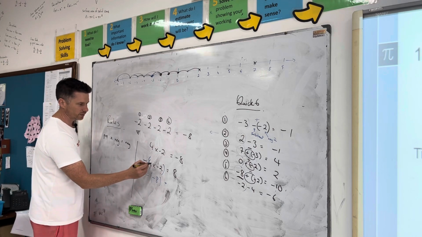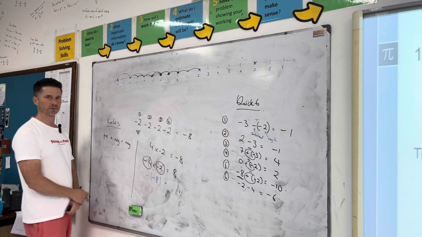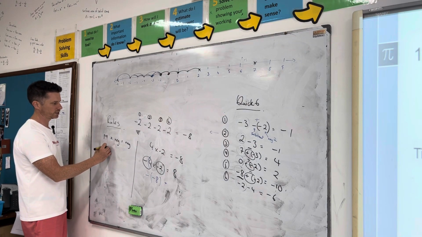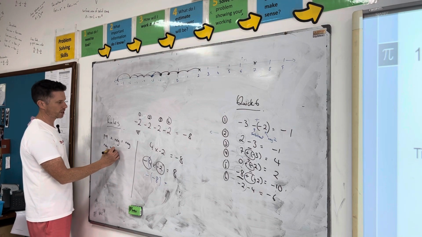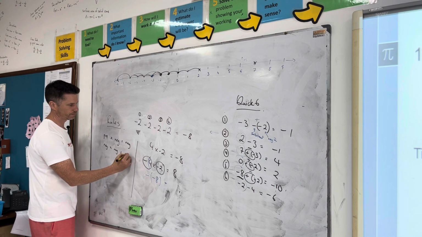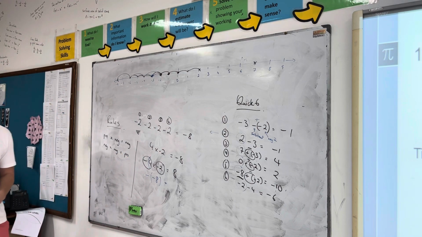And then I had a negative number multiplied by a negative number. And my answer was positive. We did a little proof. What if it's negative times positive? Yeah, good question.